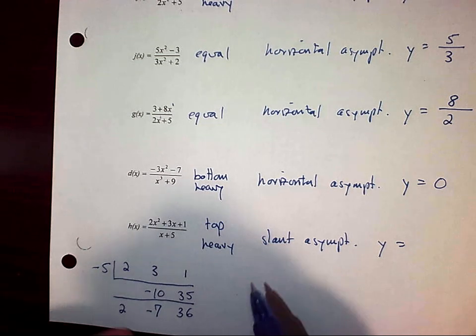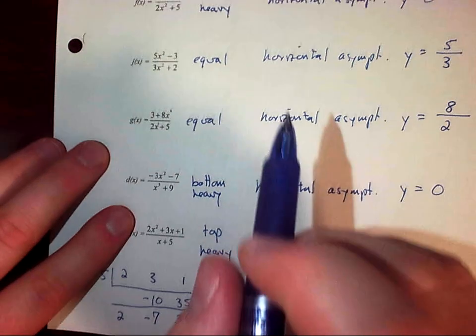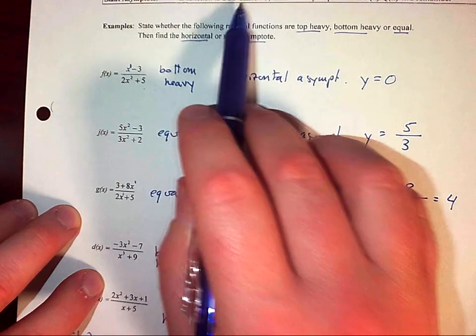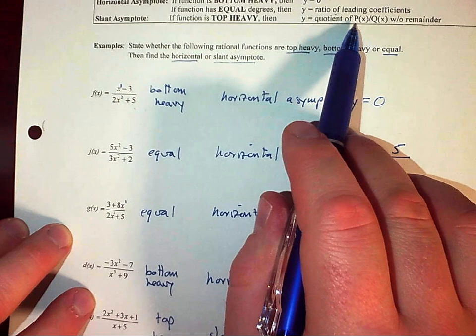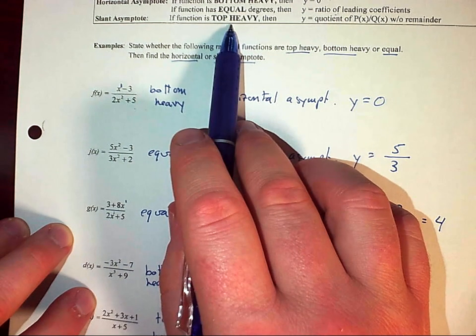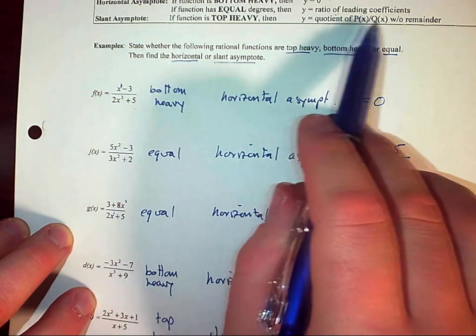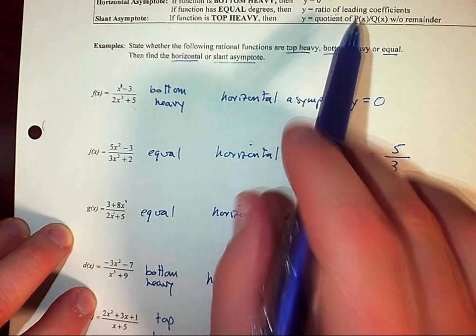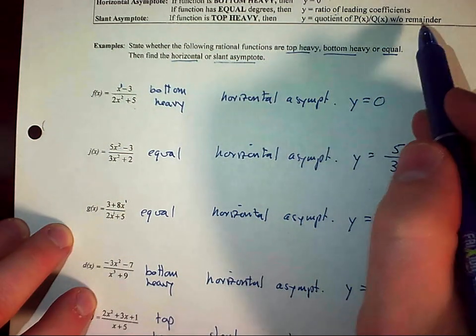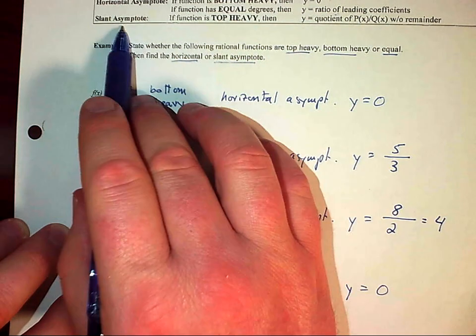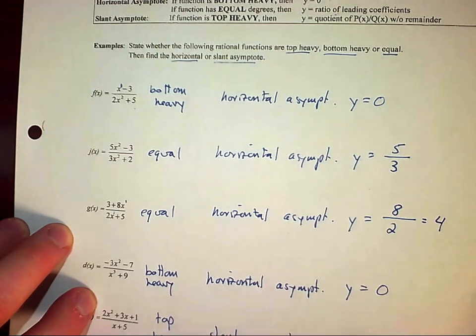So therefore, what we can say then is, since we're top-heavy, we can find the quotient. Let me scroll down a little bit more. Since we're top-heavy, we can find the quotient of these two things, and y is equal to that. It's then going to become our slant asymptote as long as we don't include the remainder.